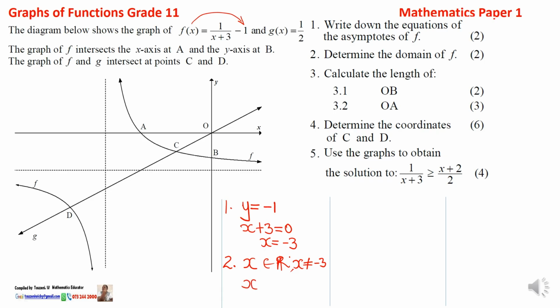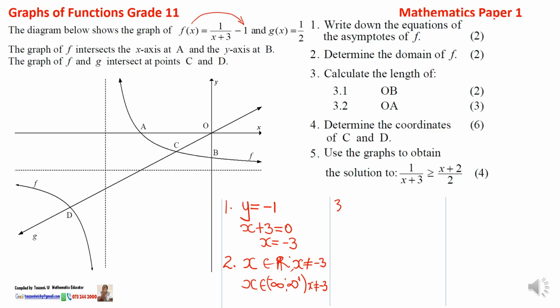We can also say that x is an element of negative infinity to positive infinity, but the value of x must not equal negative 3, because x equal to negative 3 is our asymptote. That's the domain of the function.